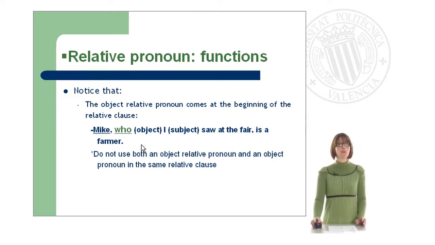Very important, do not use both an object relative pronoun and an object pronoun in the same relative clause. This is a very common mistake. Let's have a look at the example. Mike is a farmer who I saw him at the fair. This sentence is incorrect because you have an object pronoun that is not necessary, him.